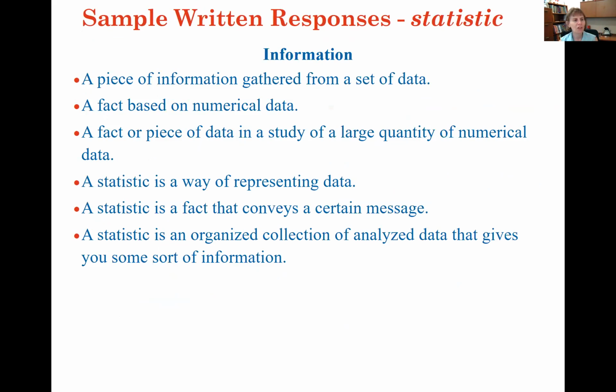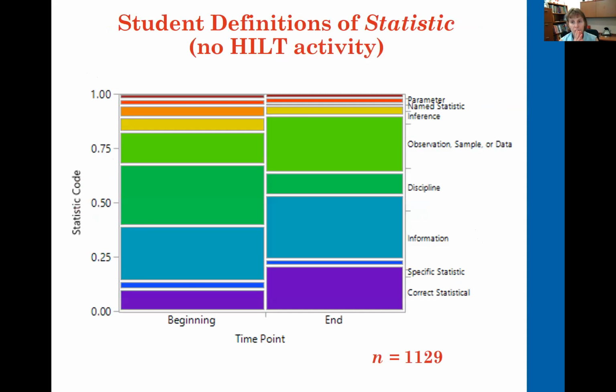So this information is sort of the colloquial use that a statistic is some piece of information, it's some fact. It's a way of representing data, an organized collection of analyzed data. So that's the information category, which is a bit more colloquial, a little bit less focused than the way we use the word statistic technically in statistics. And again, these were the data that we collected to try to inform the project as to how students use the word statistic at the beginning of the semester and how they define it at the end of the semester. And frankly, these show a lot less movement towards being able to correctly define the word statistic in the technical sense at the end of the semester.